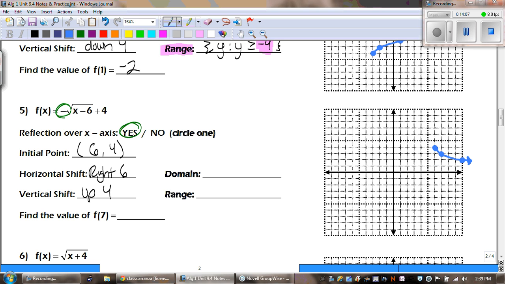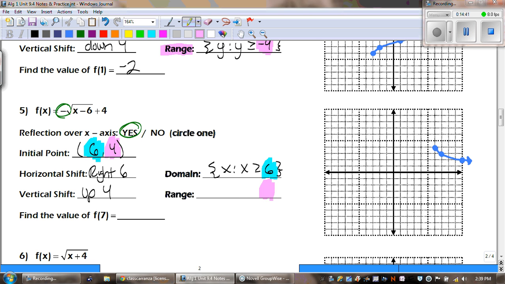And now let's talk about the domain and range. Domain is our x. There's a specific starting point, and that's at the point 6. And x is greater than or equal to 6. And now the range, and just remember that we get that 6 from right there, our initial point.